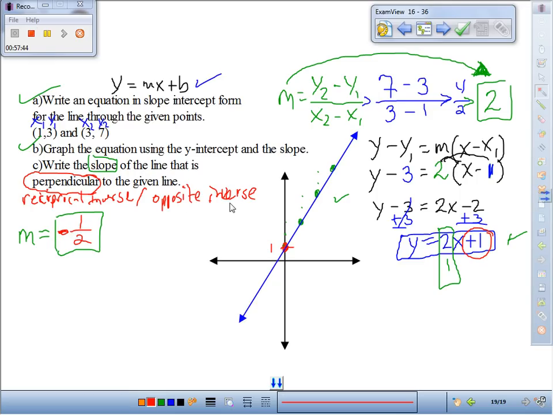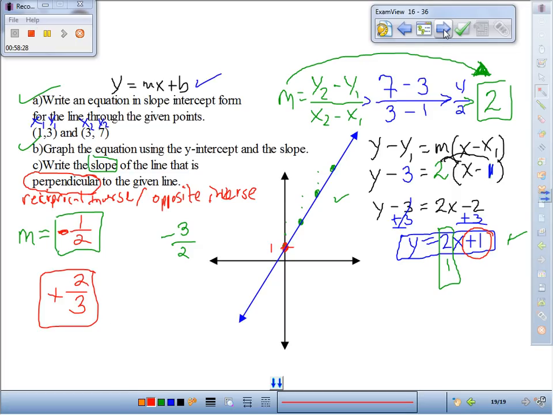Reciprocal inverse, opposite inverse. So check this out. What if our original slope over here was -3/2? What would be our reciprocal inverse? 2/3, and it's a positive because this is the opposite of a negative. And the reciprocal is 2/3. Everybody with me? Okay. Go to number 17.